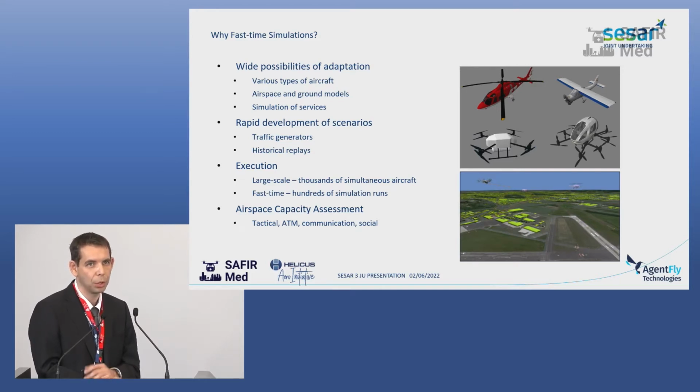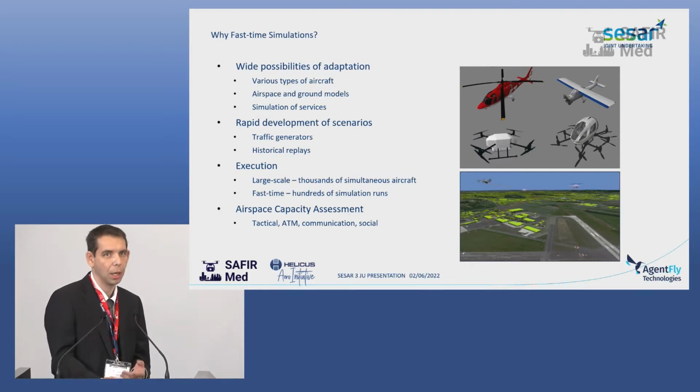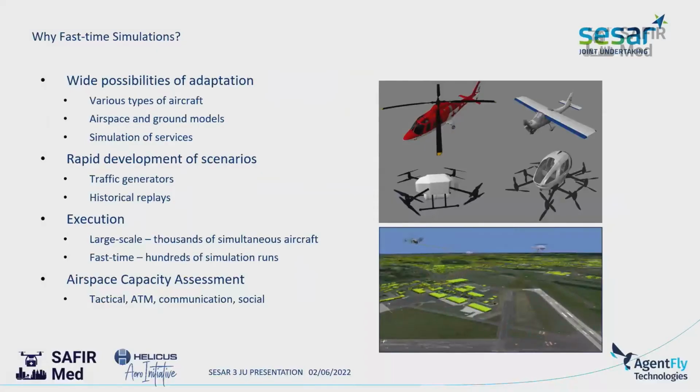Within the fast time simulation, we can simulate different kinds of drones and different kinds of traffic. We can develop different scenarios and run hundreds and thousands of these simulations, and find out what the problems are and how to resolve them.